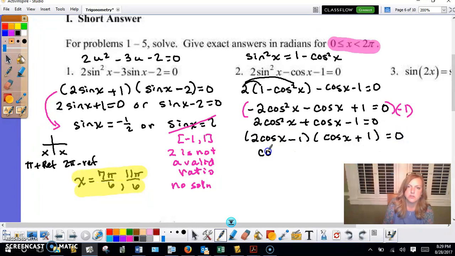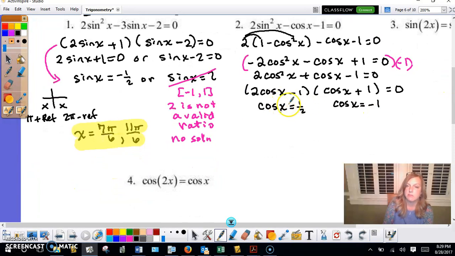And again, I'm going to go straight to cosine of x equals 1/2, cosine of x equals -1, and we'll go ahead and family. Cosine, the x coordinate, is positive in quadrants 1 and 4.